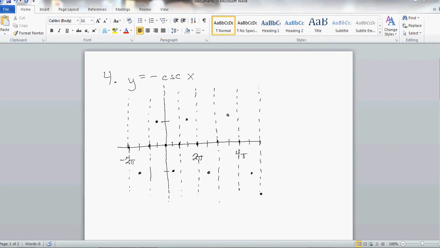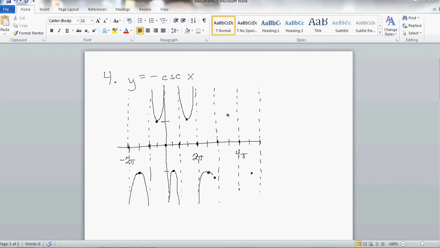Okay. So now what happens with the secant and the cosecant both is that from these endpoints we're going to draw what appear to be parabolas, but they really aren't parabolas. But they certainly appear to be that way. And every other one will be going up, every other one will be going down. So we get something that looks like this.